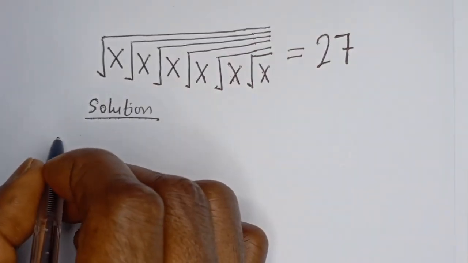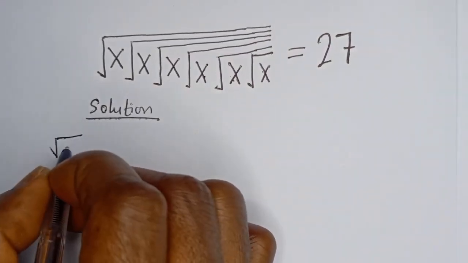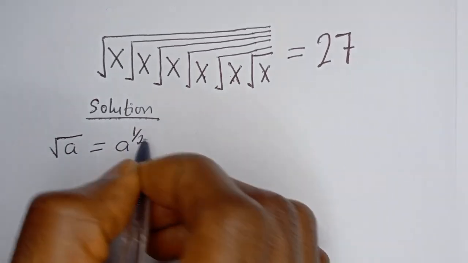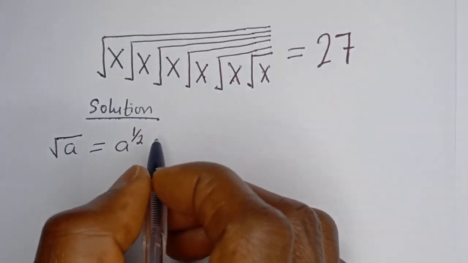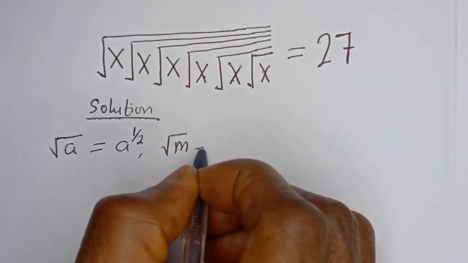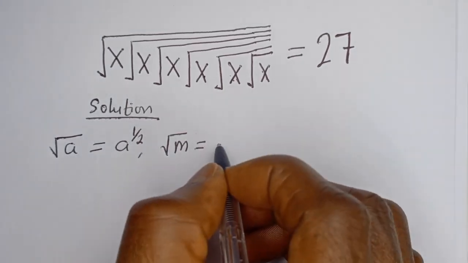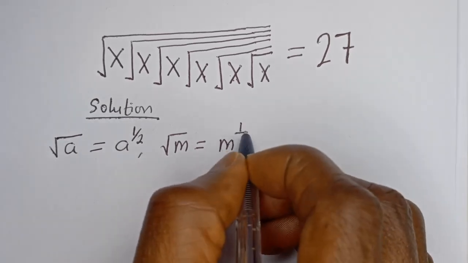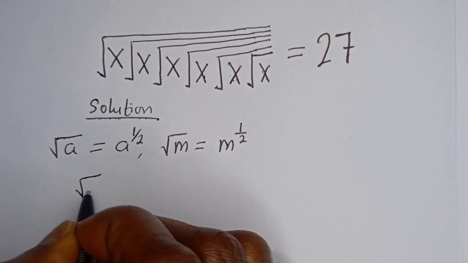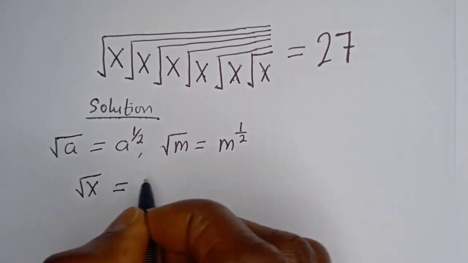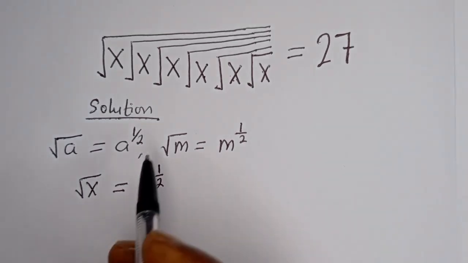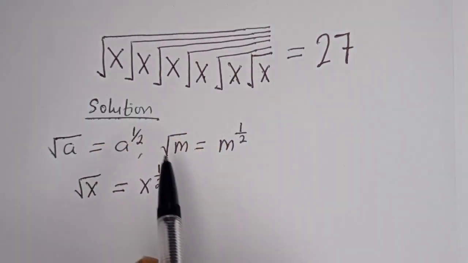So if you have square root of a, this is equal to a to the power of 1 over 2. Then if you have square root of m, this is equal to m to the power of 1 over 2. Then also if you have square root of s, this is going to be s to the power of 1 over 2. Then let's split this now.